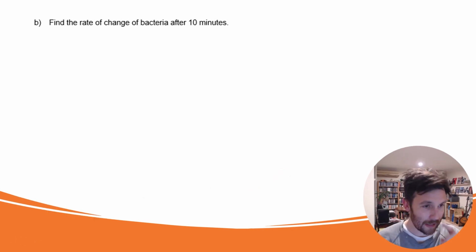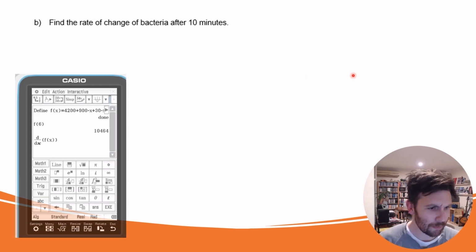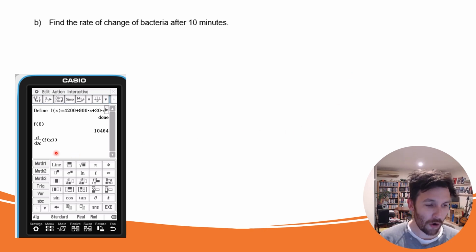Okay, we now need to find the rate of change of bacteria after 10 minutes. So straight away we see that phrase rate of change and we start thinking derivatives for this one. Now, what I'm going to do now, because I've already defined my function here, what I can say to the calculator is, hey, I want the derivative of f of x. And the way that you do that is go to Math2 just here, and then you click this button here, which is one of the derivative buttons available to us.